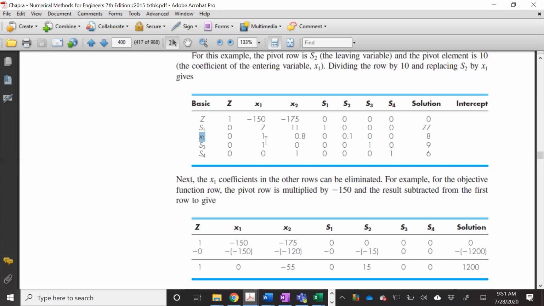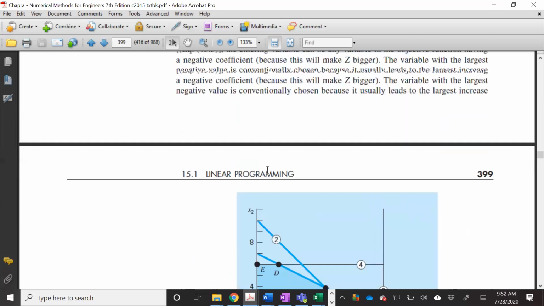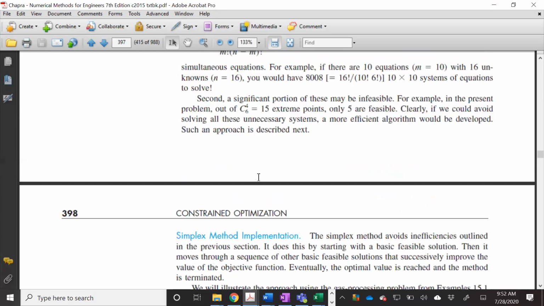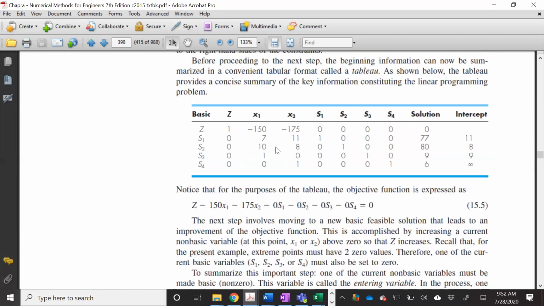So x1, where is the value? So this one becomes x1. You find the column x1 here, and you must make it become 1. In order to make it become 1, you must take 10 divided by 10, which is equal to 1. For the whole row, you must divide by 10.